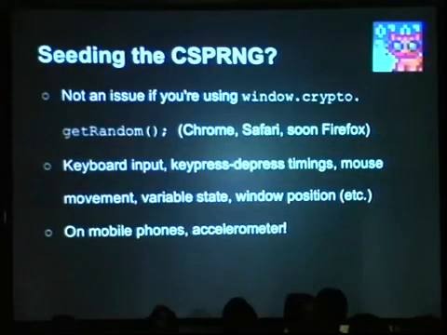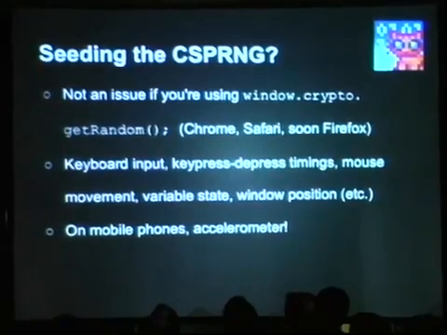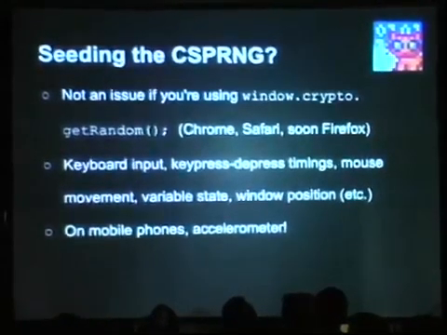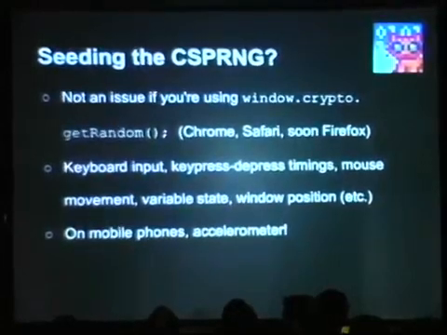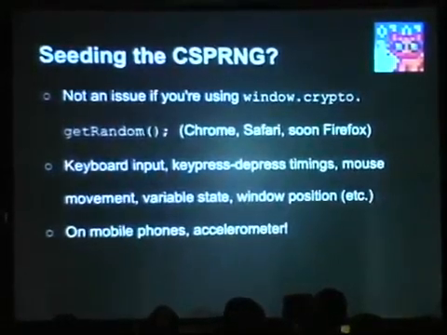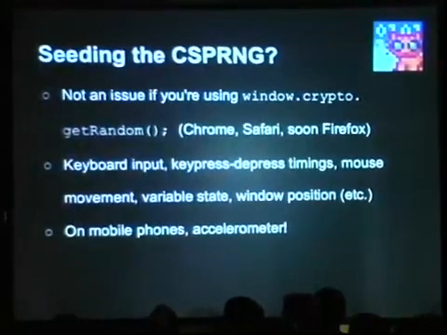But for Fortuna, there's a whole bunch of things that exist in the browser that you can use for seeding a random number generator that you wouldn't think of. Keyboard input, key press and depress timings, as in the time between pressing and depressing a key, every key. Mouse movement, obviously, variable state, and window position, and so on. On mobile phones, we use the accelerometer, which literally meant that in order for your chat to be secure, you had to dance with your phone in the most unpredictable way possible. So I think I did a good job at that myself.